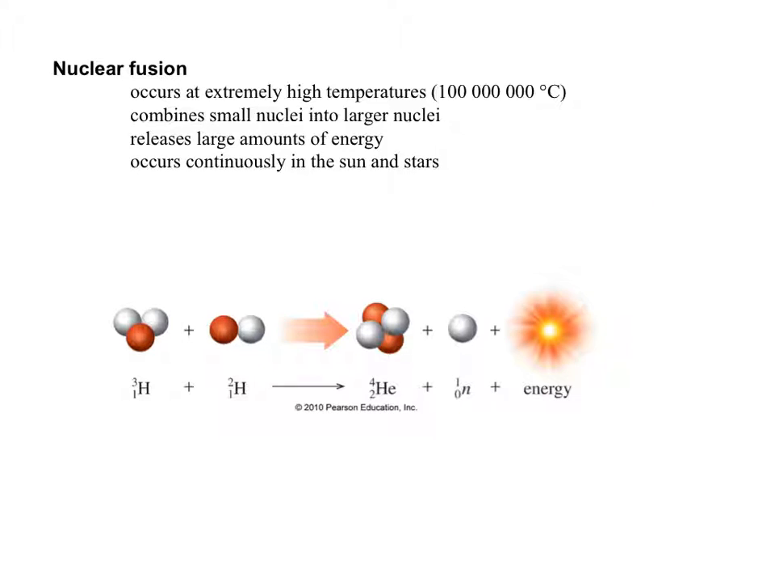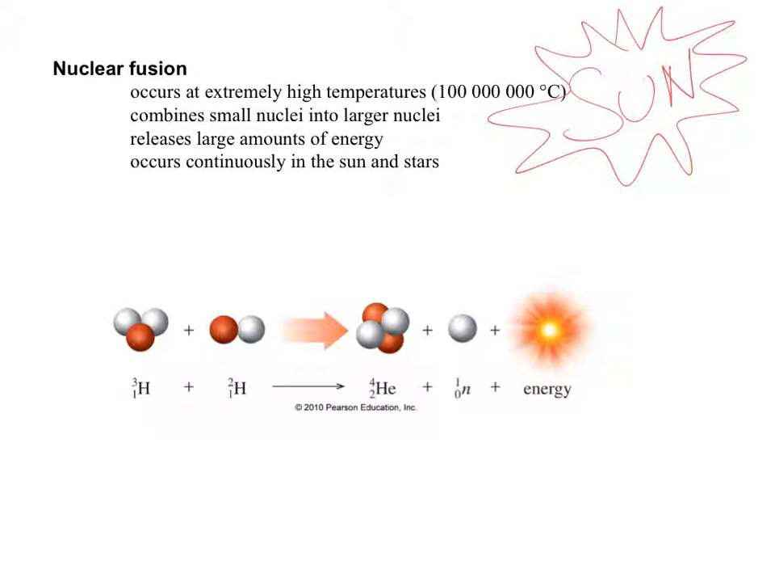And then here's the opposite, fusion. Fusion occurs at extremely high temperatures. Fusion happens when you combine small nuclei into larger ones, so truly the opposite. I don't have something bigger making it smaller. Here I have small things combining to make a somewhat larger nucleus. And when this happens, again, large amounts of energy are released. It happens on the sun, happens in our stars. And that concludes your nuclear chemistry chapter.